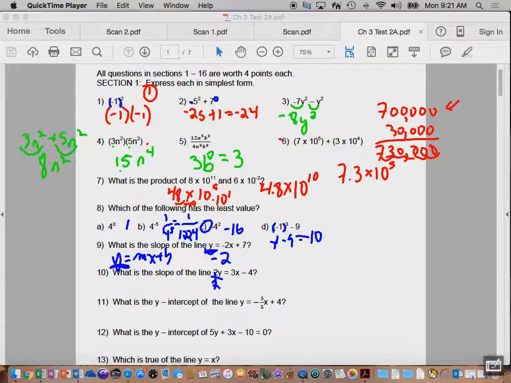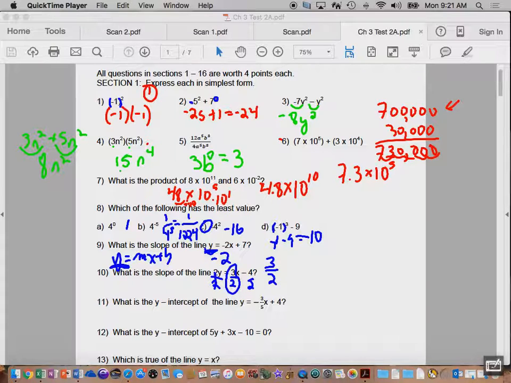So I need to divide everything by 2 to get rid of that 2. And then I don't care about the end because all I want is the slope. The slope's just what's in front of the x. So the answer is 3 over 2. Likewise, pretty quick and easy here.